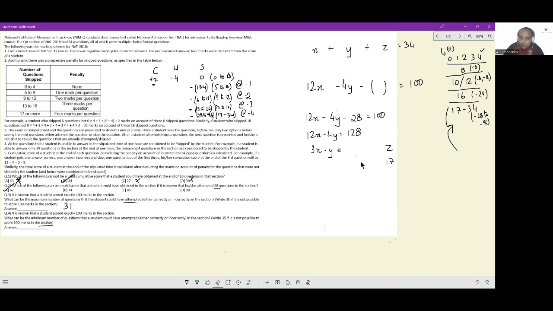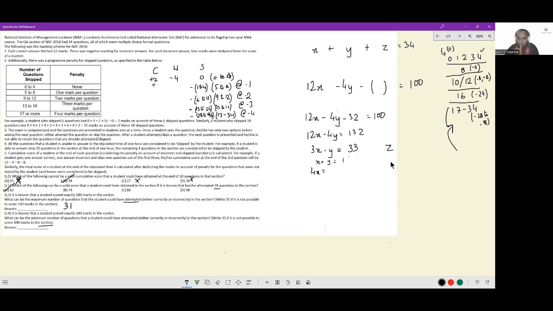How about 18 skipped? If 18 skips happen, then we would have 12x minus 4y minus 32 is equal to 100. This gets us to 132 divided by 3. How much was it? 33. And now we get 4x is equal to... 4x is equal to how much? X plus y is equal to 18. We got to know.